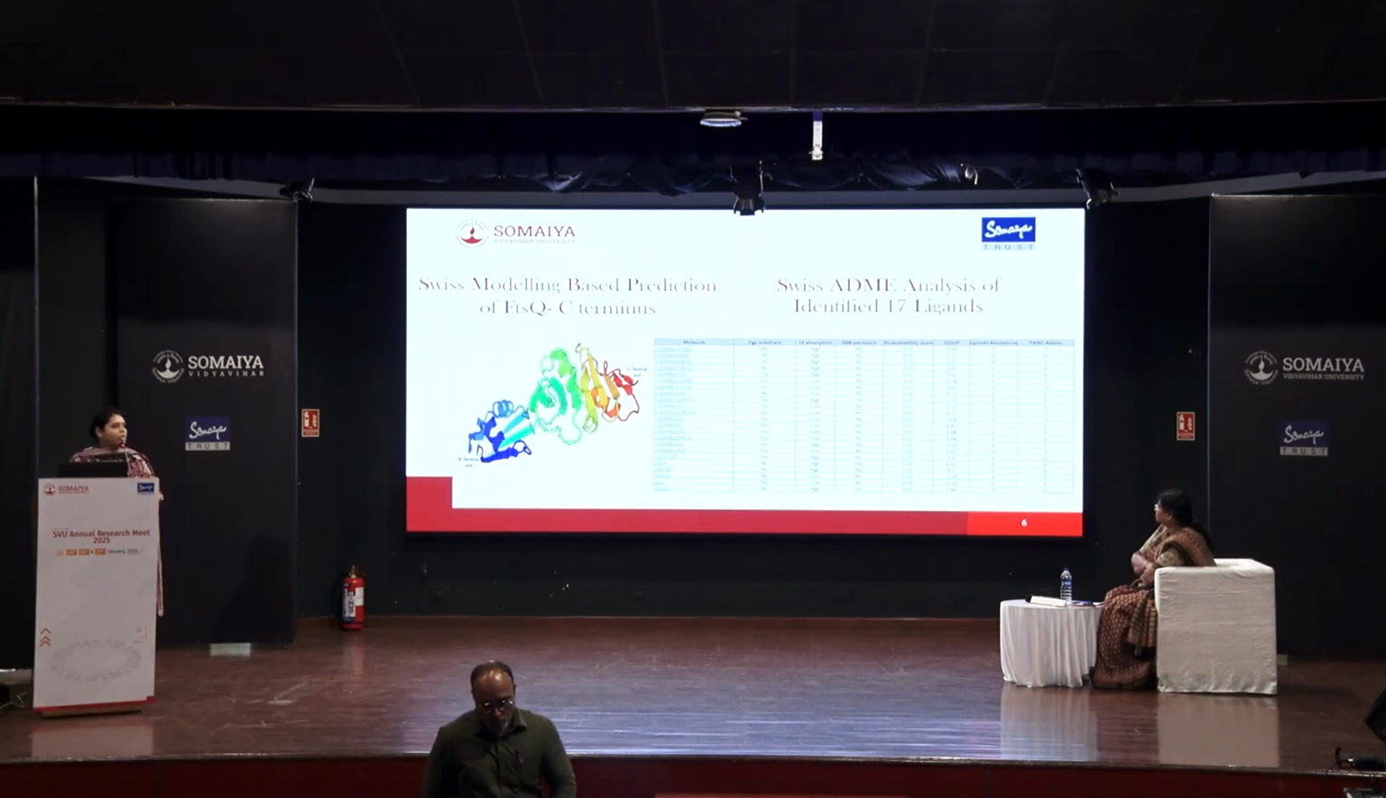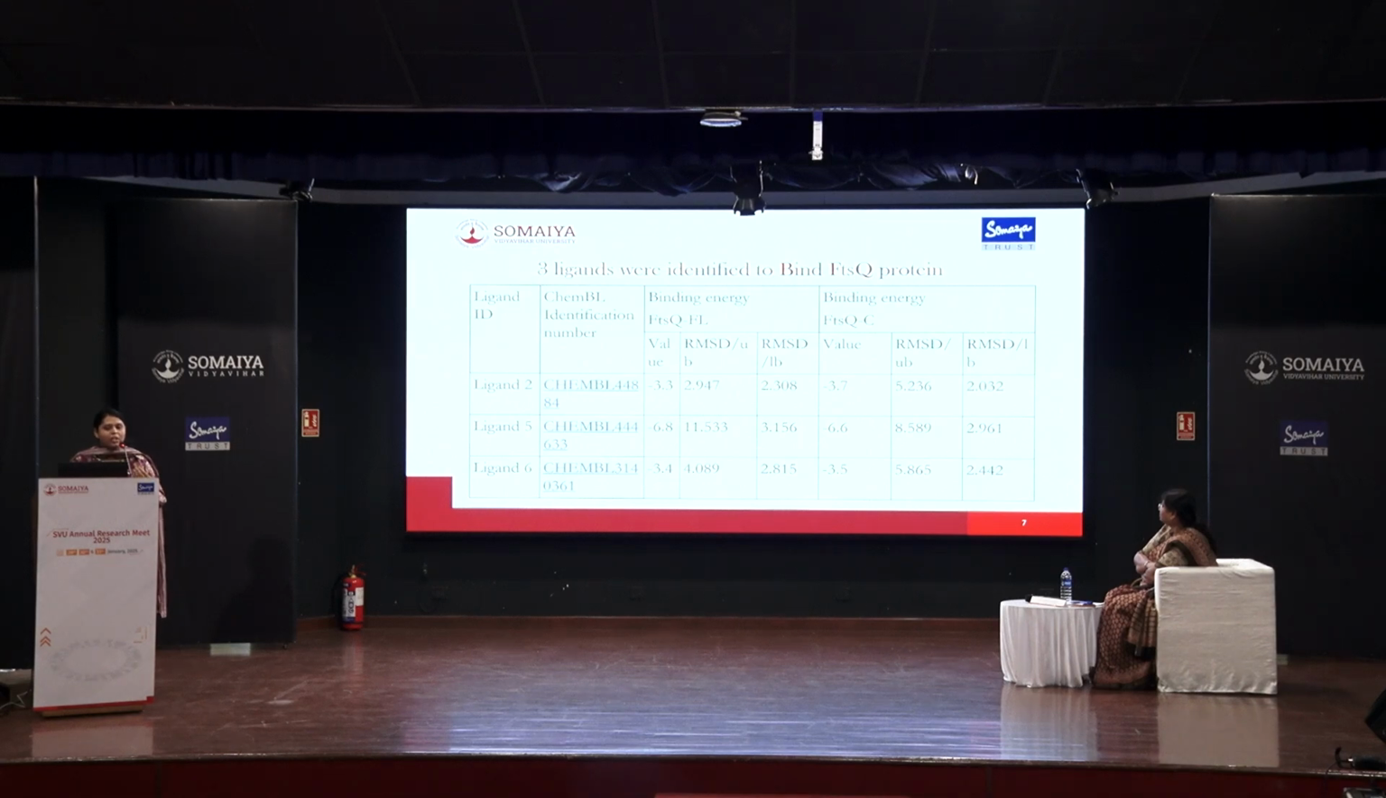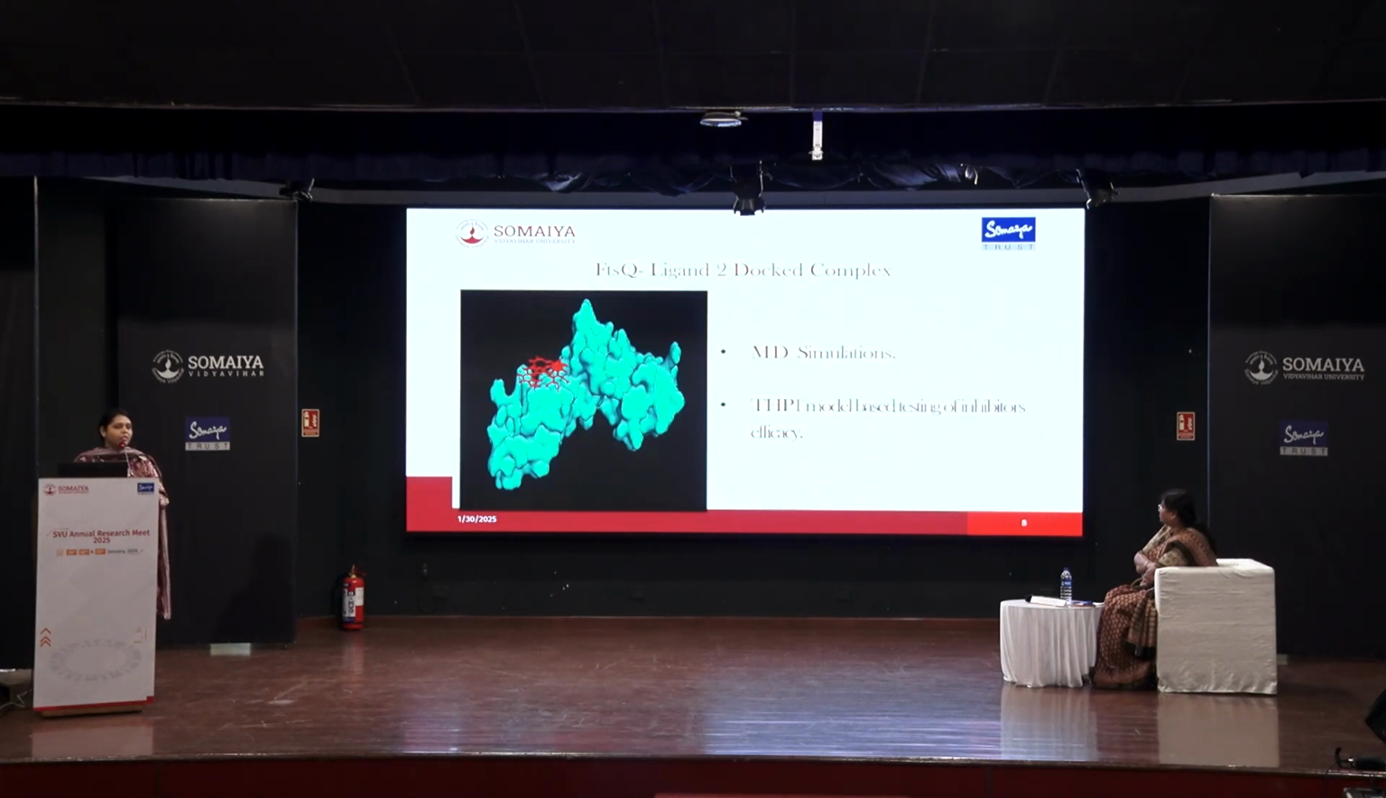And we started with approximately 30 ligands, out of which 17 ligands were identified as potential drugs which can target these replication proteins of Mycobacterium. So further screening was done, and right now we are in a position that we have 3 ligands with us which can potentially target this Mycobacterium and stop the replication of this Mycobacterium growth.